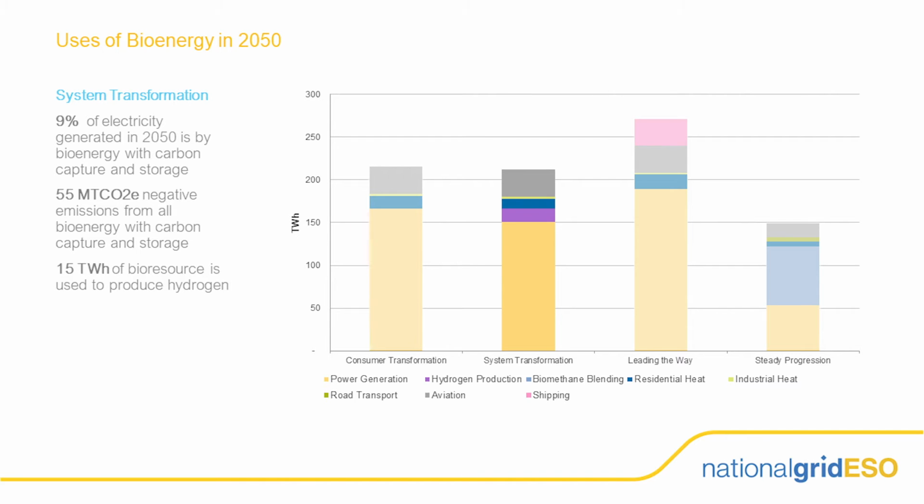Moving on to system transformation. Here, 9% of electricity is generated in the year 2050 from bioenergy with carbon capture, utilisation and storage. This is a higher percentage than consumer transformation, despite the lower use of bioresources in this sector, and this is due to the lower energy demand in this scenario. This scenario also has a larger negative emissions than consumer transformation at 55 megatons of CO2 equivalent.